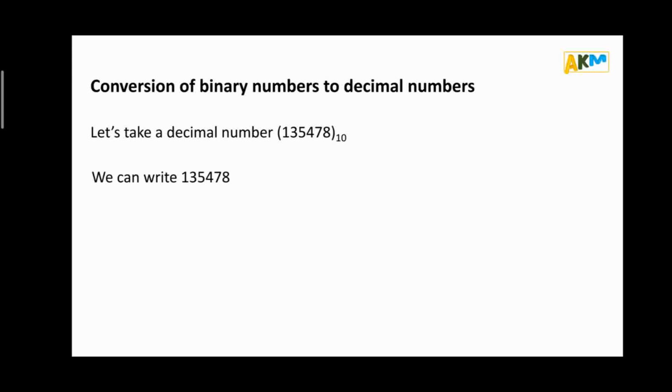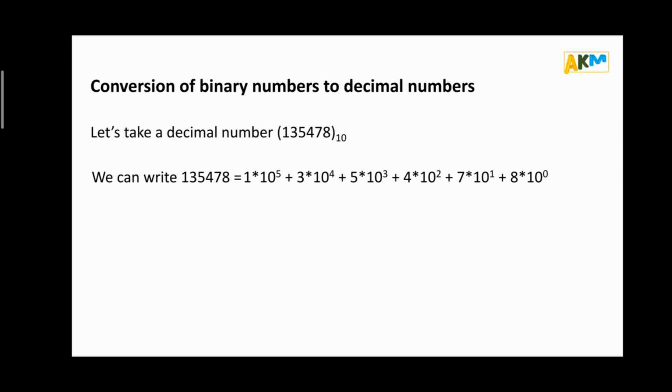So we can write this number 135478 equal to, like this, we can expand it: 1 multiplied by 10 power 5, plus 3 multiplied by 10 power 4, plus 5 multiplied by 10 power 3, plus 4 multiplied by 10 power 2, plus 7 multiplied by 10 power 1, plus 8 multiplied by 10 power 0. We know 10 power 0 is equal to 1, so I have written 10 power 0 instead of 1. This is how we can expand decimal numbers.